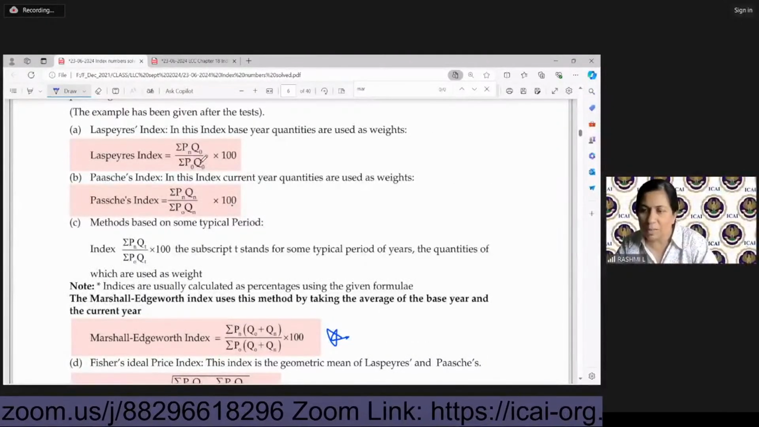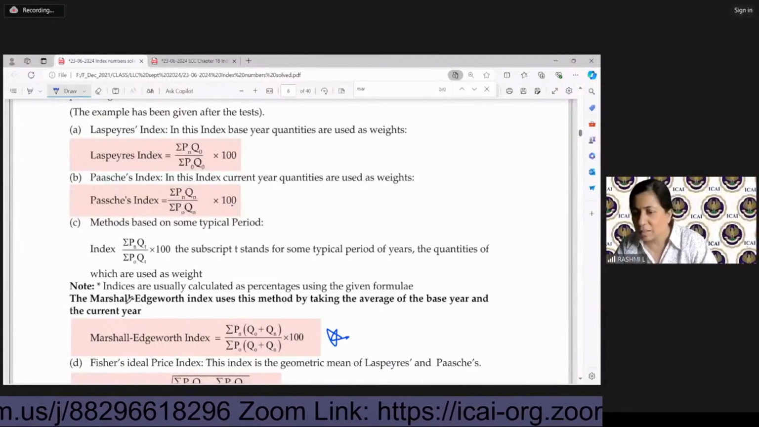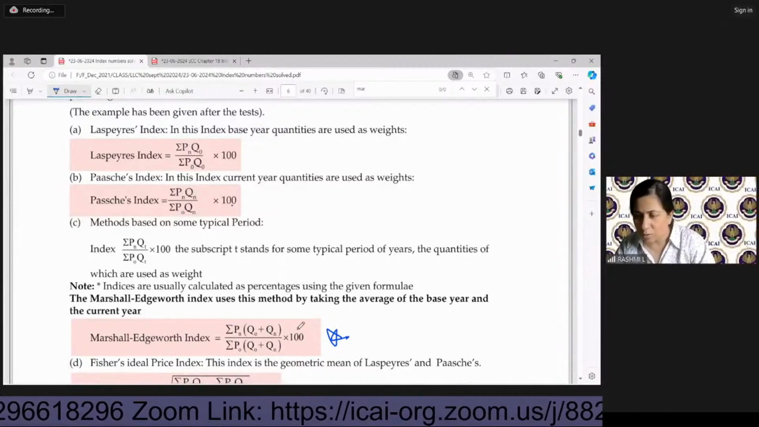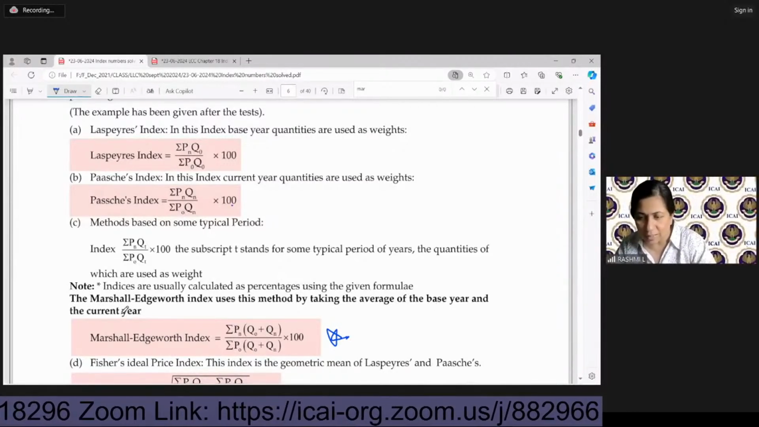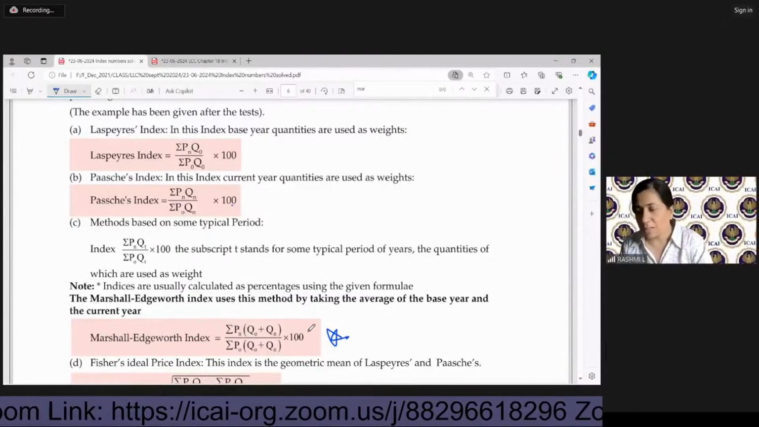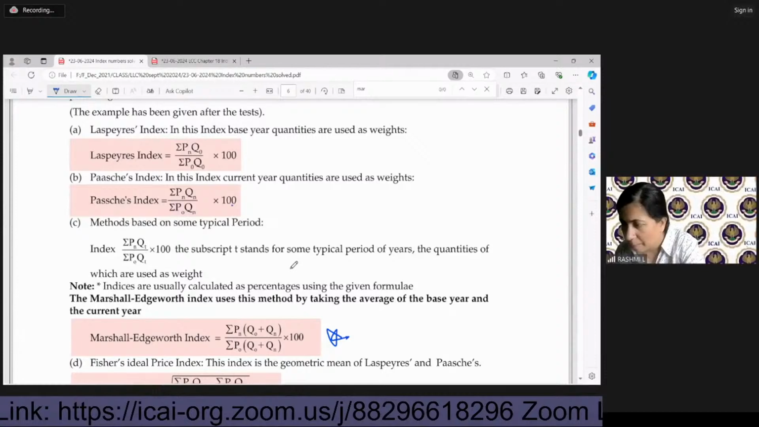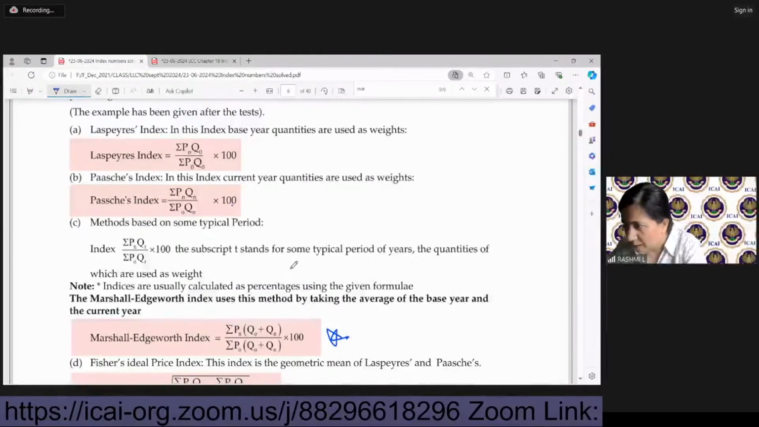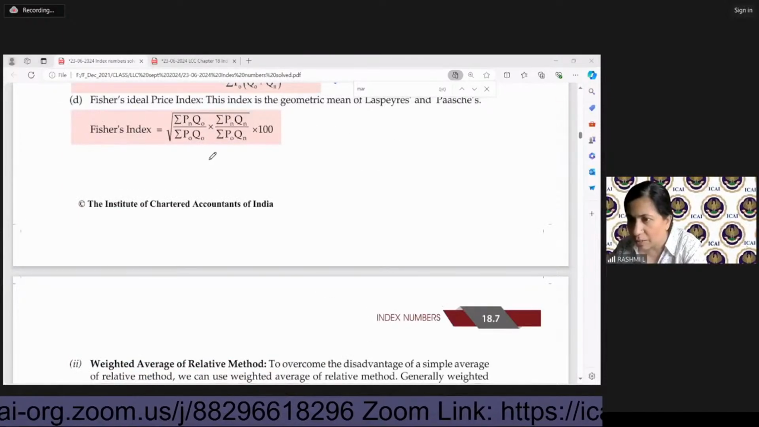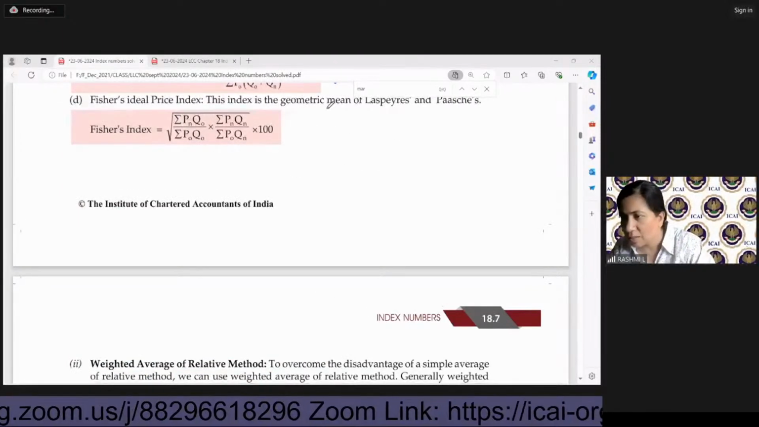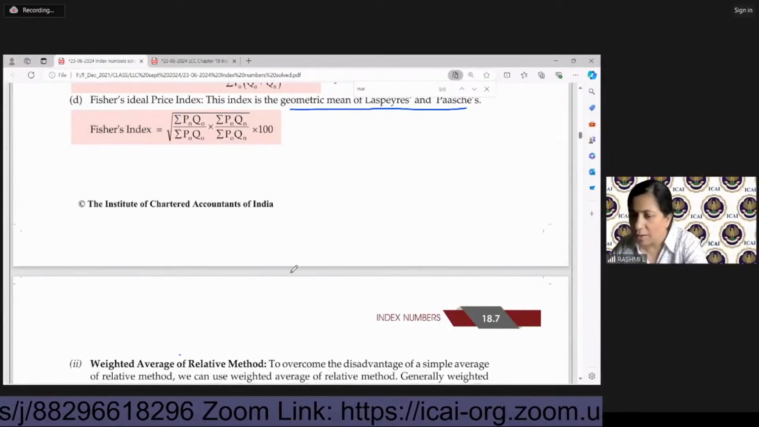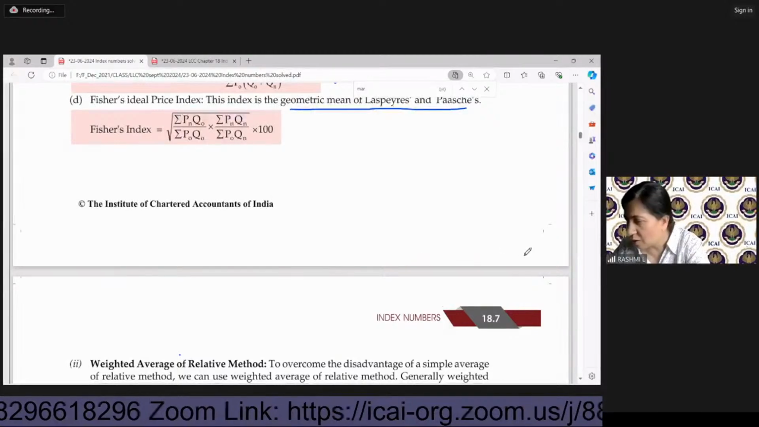Then you have this Laspeyres formula, Paasche's formula. Then you have the Marshall-Edgeworth. Like sir very rightly said, here what is happening? You are taking the average of the base year and the current year. So therefore, what this is giving you is L plus P. And this sentence is also very important: Fisher is the geometric mean of Laspeyres and Paasche. Okay. Then you have the weighted average of relatives methods.